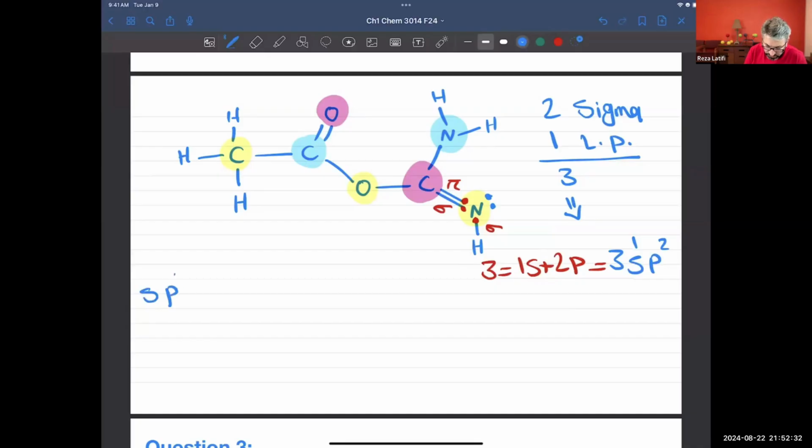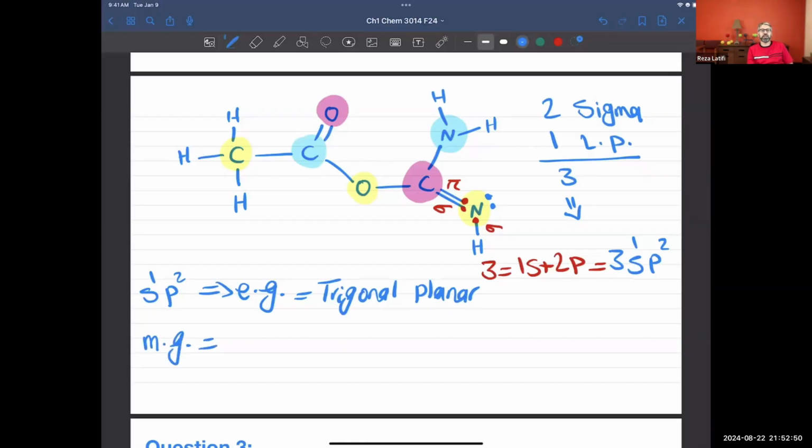sp2 hybridization will give you electron geometry equal to trigonal planar. But we have a lone pair. So what's going to be the molecular geometry? I have an atom A attached to 2 outer atoms, but there is a lone pair here. So what do I see? I see a bent geometry. So I'm going to say the real geometry will be bent.